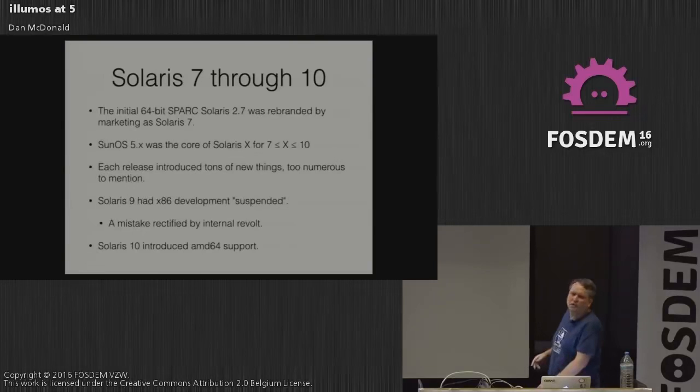Now, the initial 64-bit port for SPARC was going to be Solaris 2.7, and somebody in marketing decided, no, we need to make the number bigger, so it became Solaris 7. SunOS 5.x was the core of Solaris 7 through 10. Each release introduced tons of new things, and I could just go on and on about this. I liked 7 because we put in FastMD5. I liked 8 for IPsec. I liked 9 for IKE. I liked 10 for NAT traversal, but that was just what I was doing. And while we continued to work on Solaris 7 through 10, we'd find new and improved ways to dogfood, and not just Jurassic either.